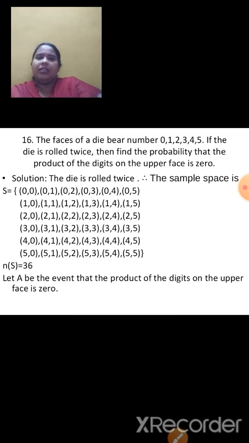Let us move to the next sum. This is the last sum of the problem set, and after this I think one activity question was given, that I'm not going to solve. This is our last sum.